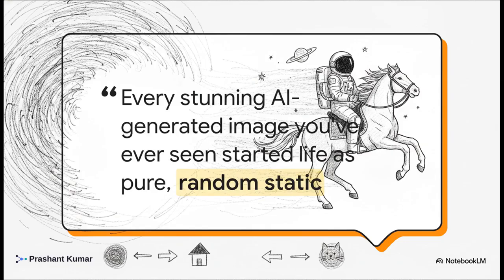So how does a machine actually pull this off? Well, it relies on a concept called diffusion. And the ultimate secret here is that the AI model basically learned how to run a process entirely backwards.